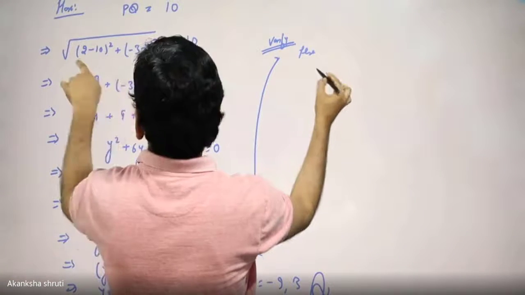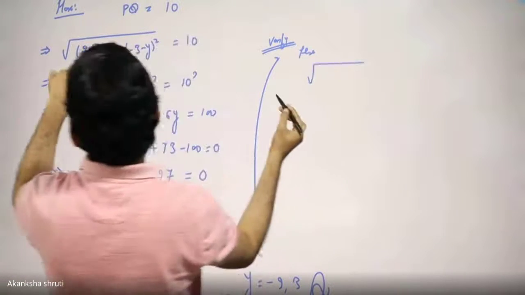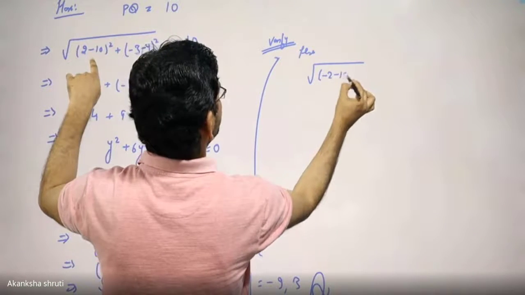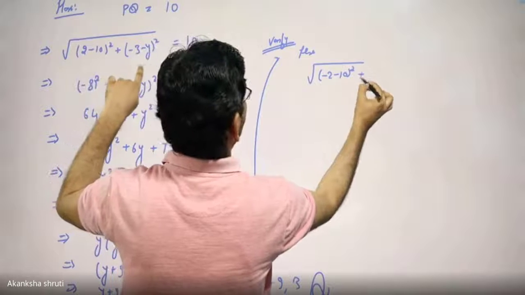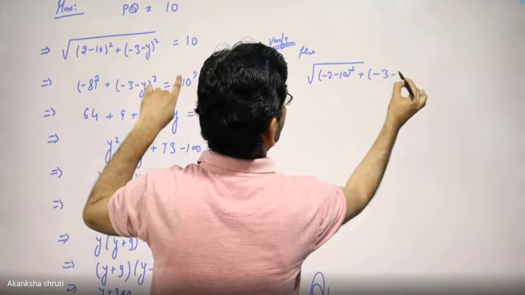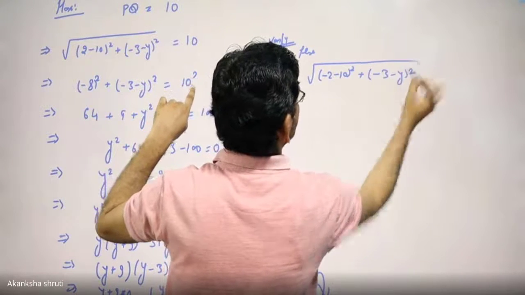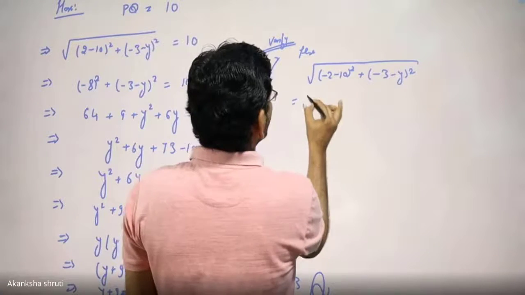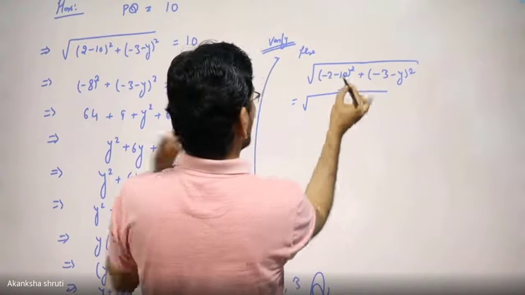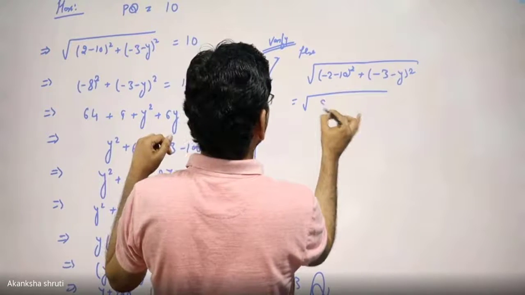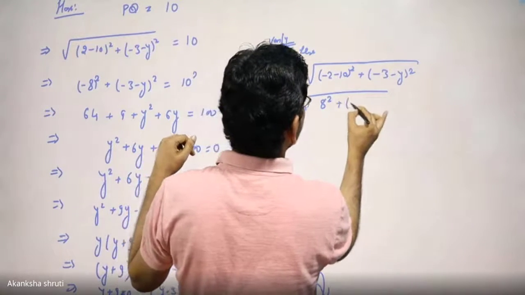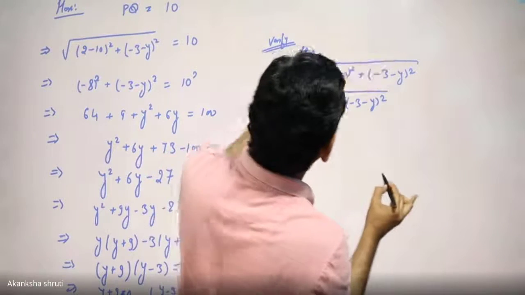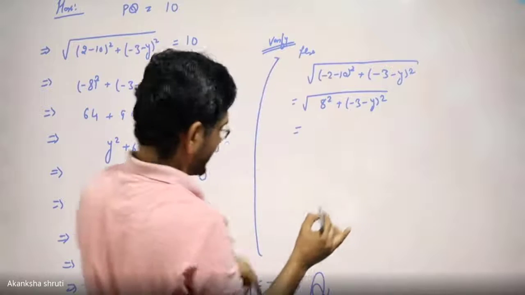Here, if we are taking this one, students, minus 2 minus 10 square plus minus 3 minus y square, we just have to calculate this, 8 10 should come. Students, we are free to take even in this, and the first can be simply 8 square plus minus 3 minus y square. Whether we substitute in this one or this one means the same thing. The first bracket is simplified.